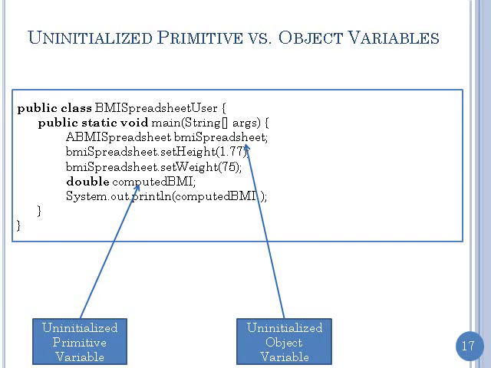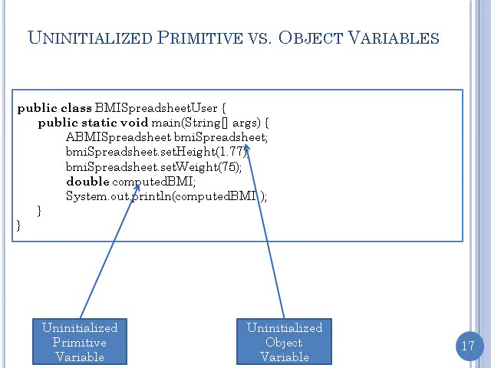You'll get a null pointer exception. Can you imagine why it says null pointer, what the null pointer really means? Yeah, because the variable BMI spreadsheet is pointing to nothing in memory. Now you see that a null pointer exception must mean that an object variable holds a pointer, an address, to some block of memory.